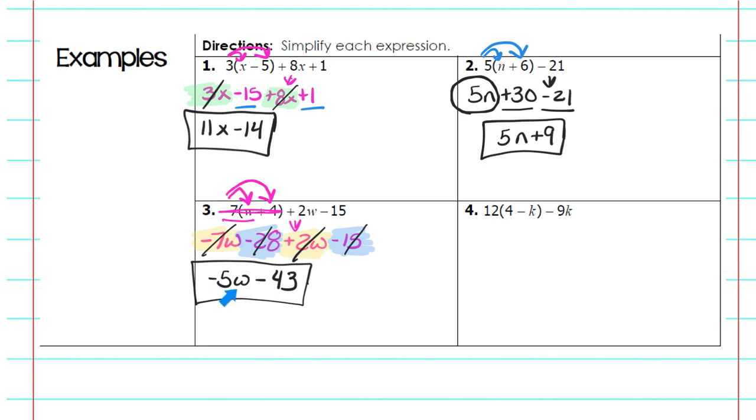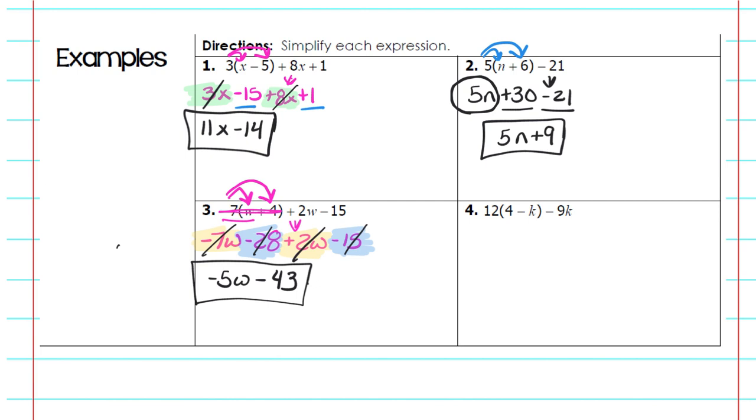But this expression here is mathematically the exact same as this expression. This is just in the simplest form. If I took a number and put it in for w, say I said w was 1, this would come up with the same answer as this would.